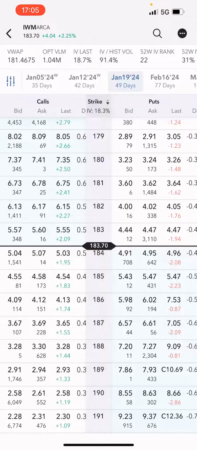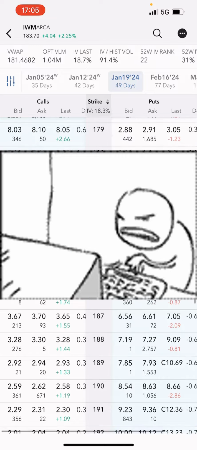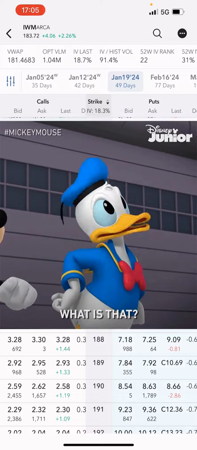Hey guys, I'm going to walk you through how to do a skewed strangle and how to set one of these up in Interactive Brokers. So, what is a skewed strangle?